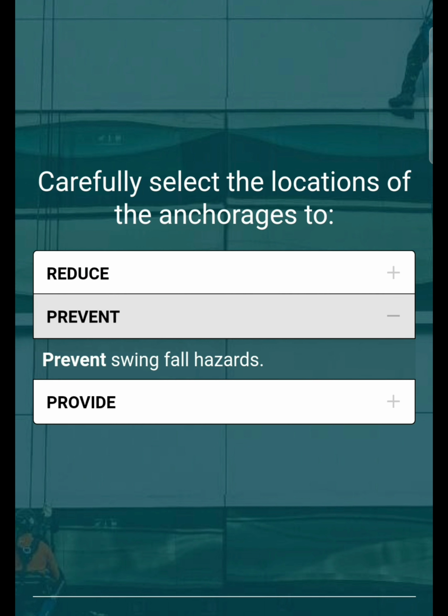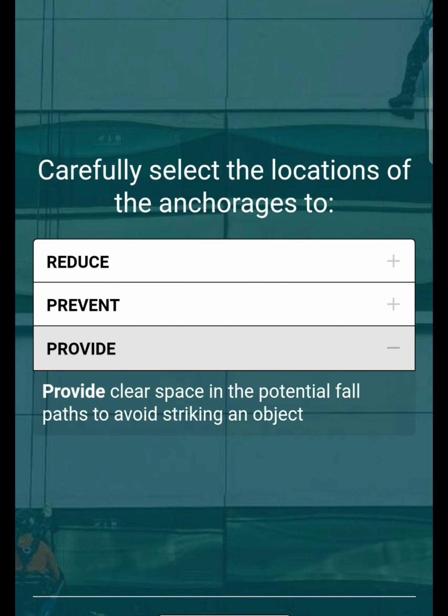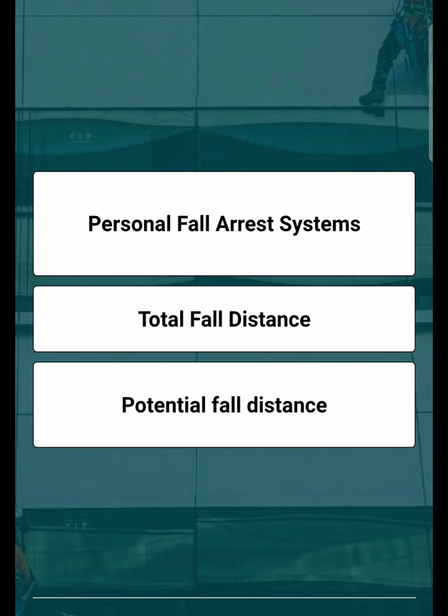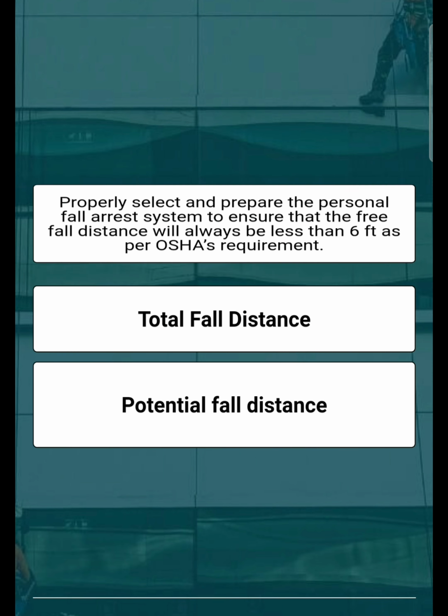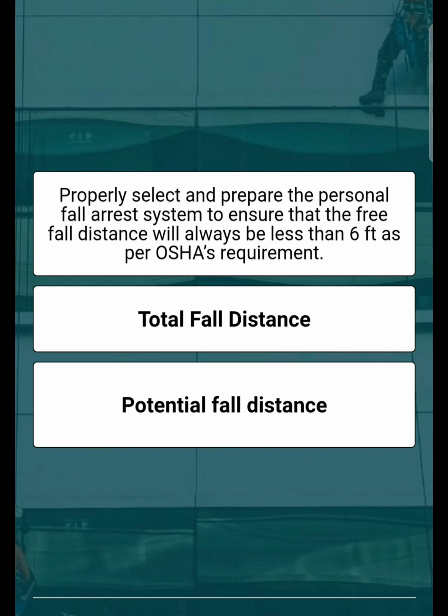Prevent swing fall hazard. Provide clear space in the potential fall paths to avoid striking an object. Personal fall arrest system. Properly select and prepare the personal fall arrest system to ensure that the free fall distance will always be less than 6 feet as per OSHA requirements.